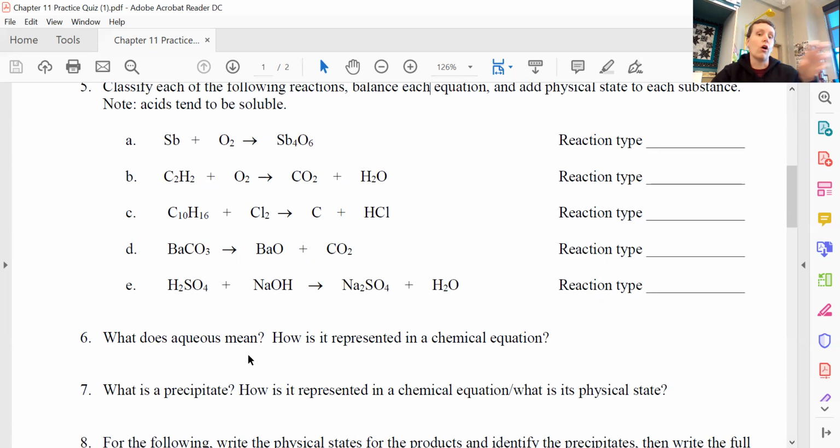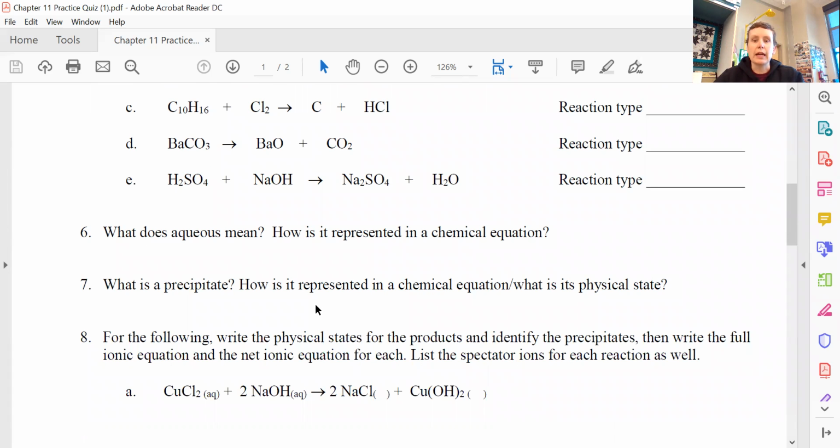You don't want to write dissolves with an S because things that do dissolve but aren't currently dissolved are not aqueous. I know that this might seem like I'm spending way too much time on this, but you do need to understand that it means it is actually dissolved in water right now if you put AQ next to that substance. Okay, and again, represented with an AQ in parentheses.